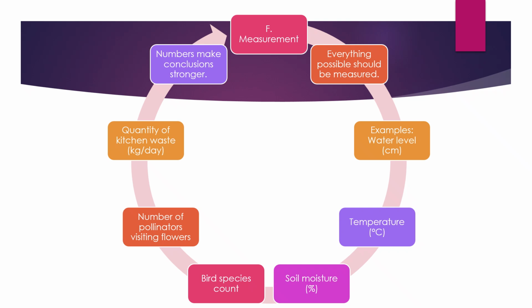Measurement. Every possible reading should be measured. Example, water level in centimeter, temperature in degrees Celsius, soil moisture in percentage, bird species count, number of pollinators visiting flowers, quantity of kitchen waste in kilogram per day, and numbers usually make the conclusions very strong.